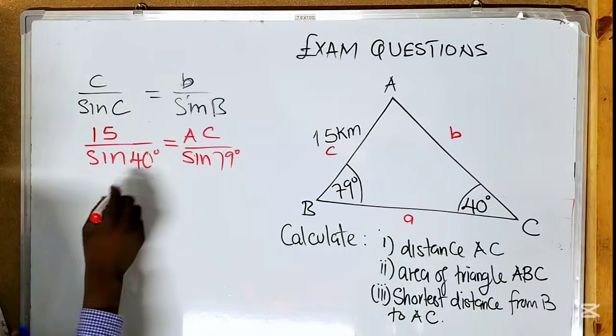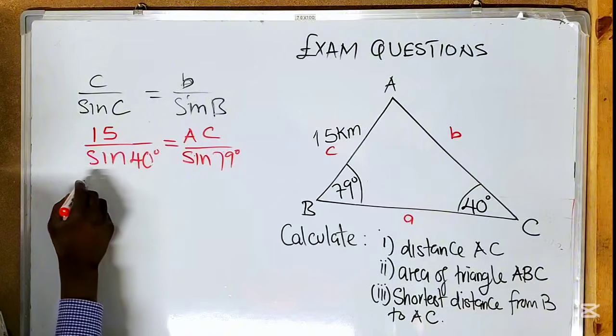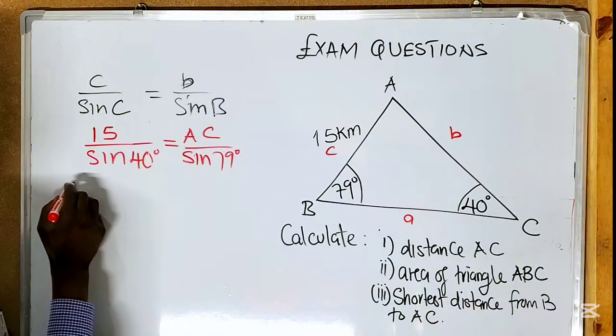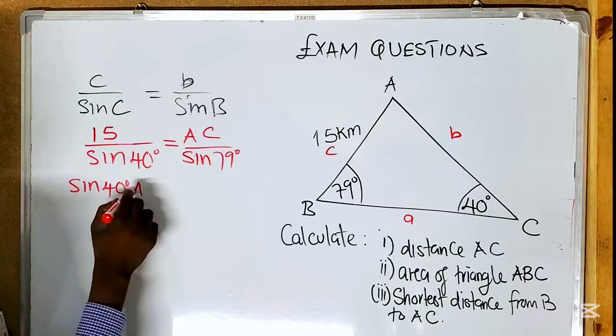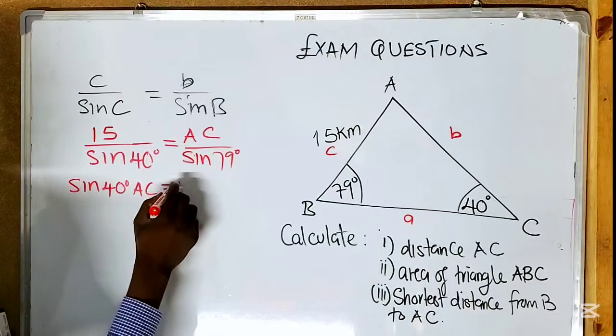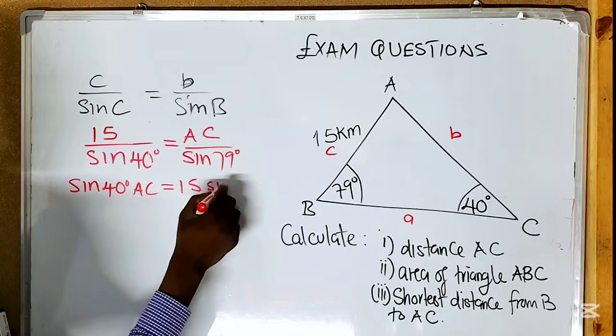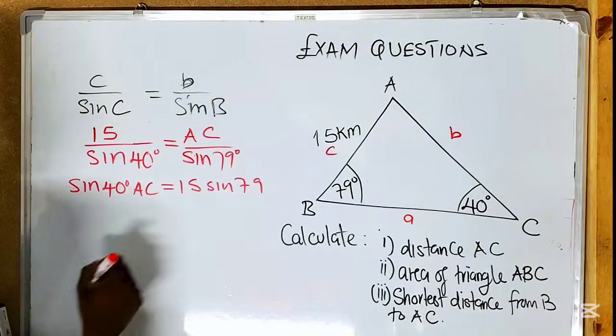We're going to have this times this, so sine 40 times AC is equal to 15 sine 79.